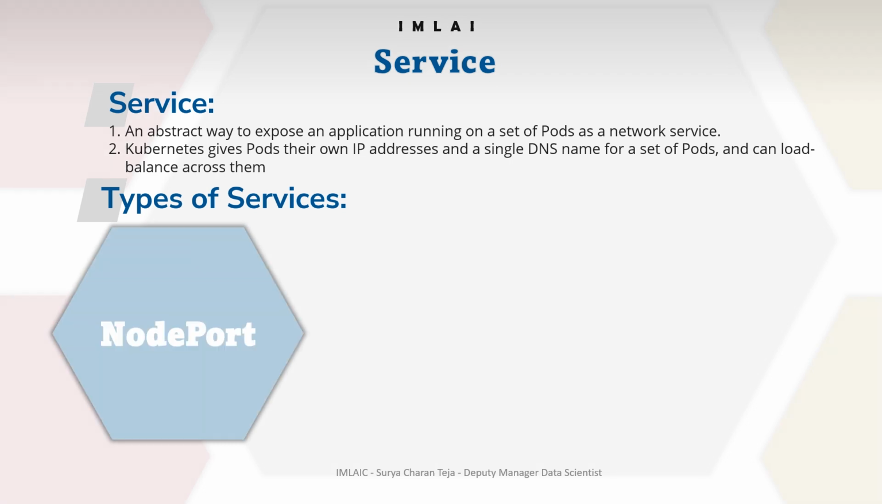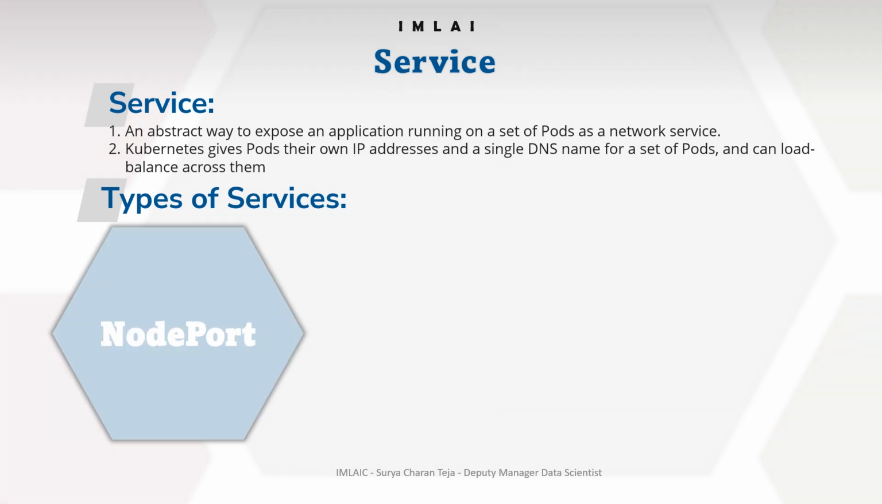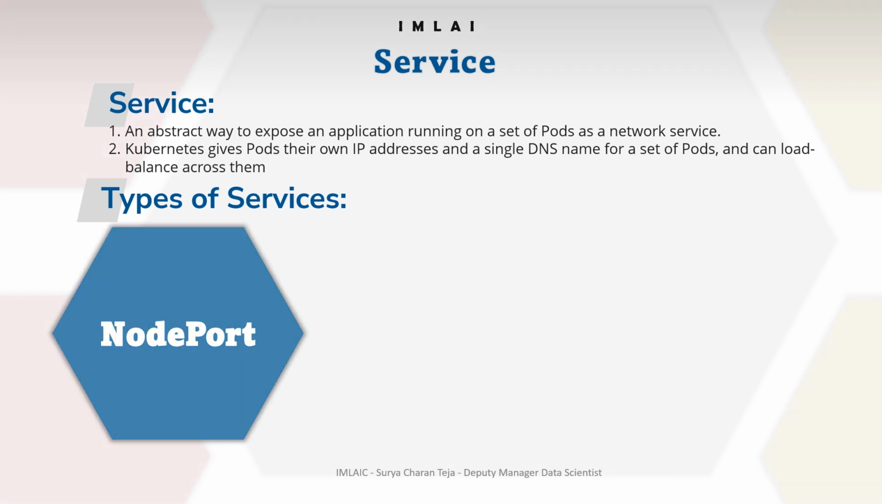So node port exposes the service on each node's IP at a static port. Basically, we call it a node port. To make the node port available, Kubernetes sets up a cluster IP address, the same as if you had requested a service of type cluster IP. So mostly it's exactly the same as the port mapping of the Docker container. And mostly it's for non-prod purposes, not for production.